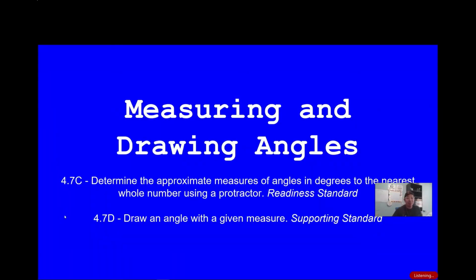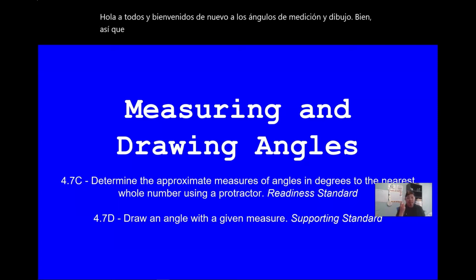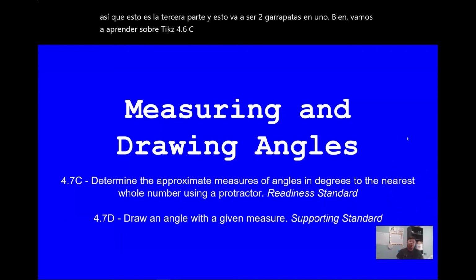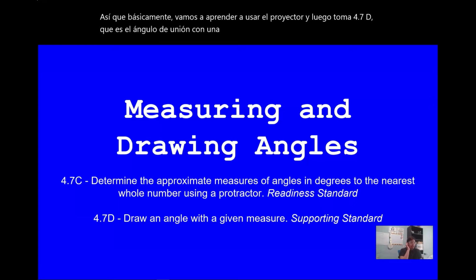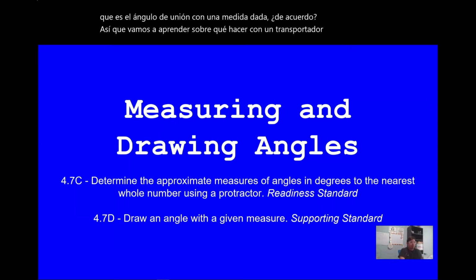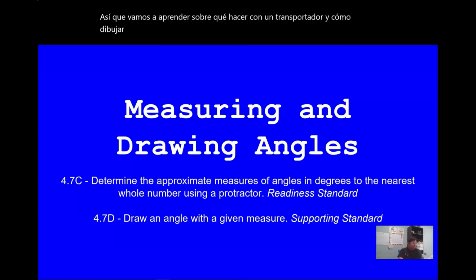Hello everyone, and welcome back to measuring and drawing angles. So this is part 3, and this is going to be 2 TEKS in 1. We're going to be learning about TEKS 4.6c, which is to determine the approximate measure of angles in degrees to the nearest whole number using a protractor. Basically we're going to be learning how to use a protractor. And then TEKS 4.7d, which is draw an angle with a given measure. So we're going to be learning about what to do with a protractor and how to draw a given measurement. Let's get started.